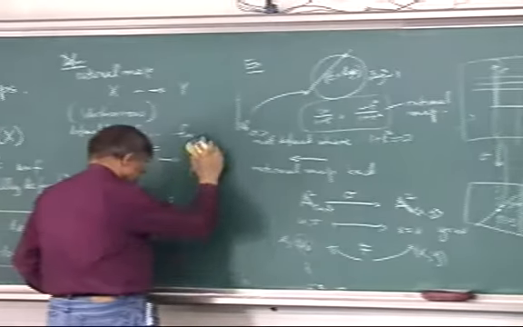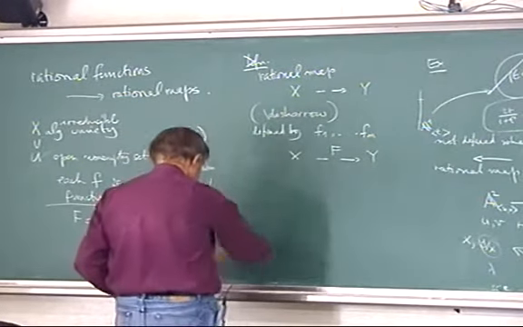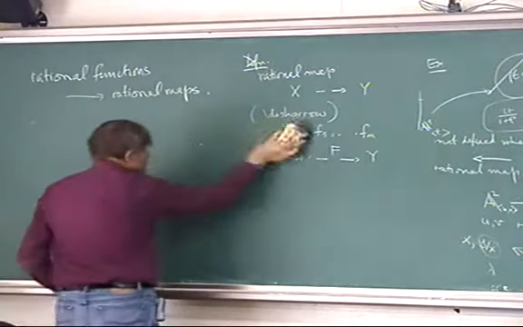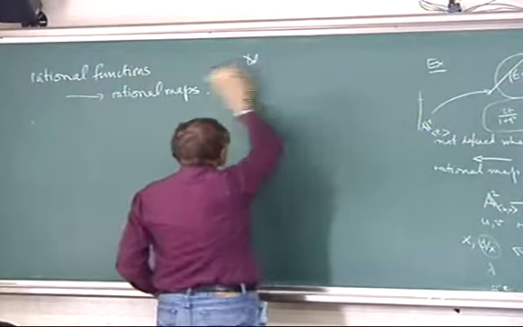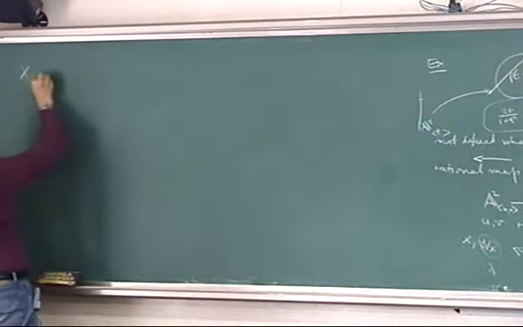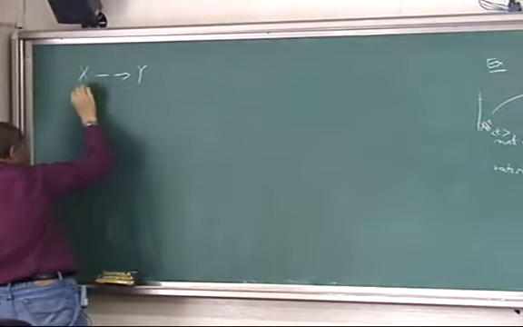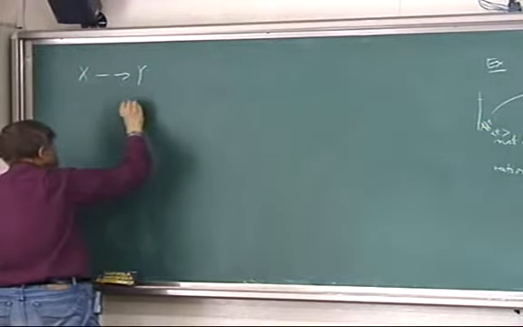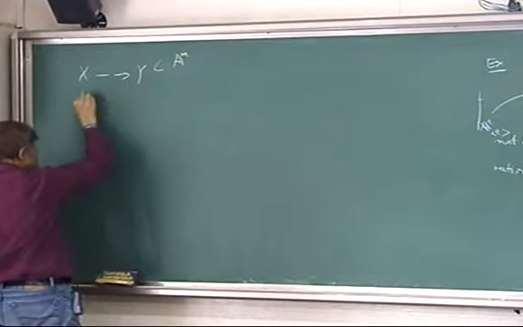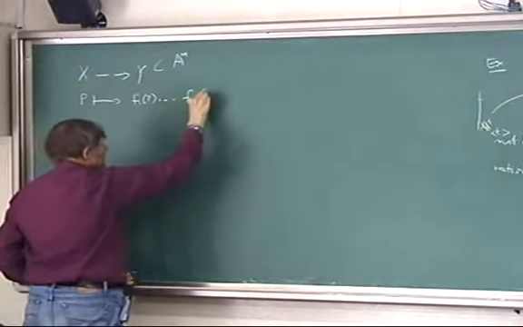Well, the good thing is that we're working with rational functions, so we're working with the field of fractions. Here I've got my x mapping to y, and it's given by these. Let's think of this one at least as being in A^m. So it's given by P maps to F1 of P up to Fm of P.